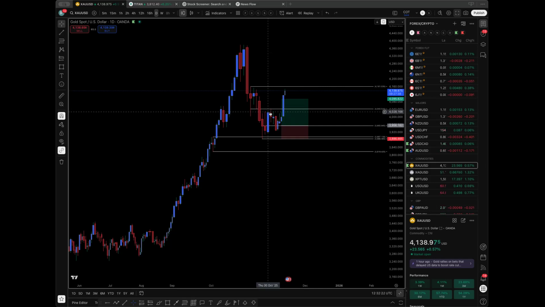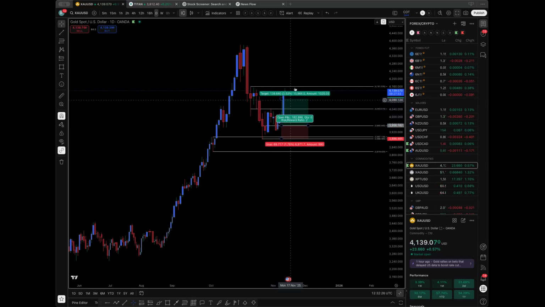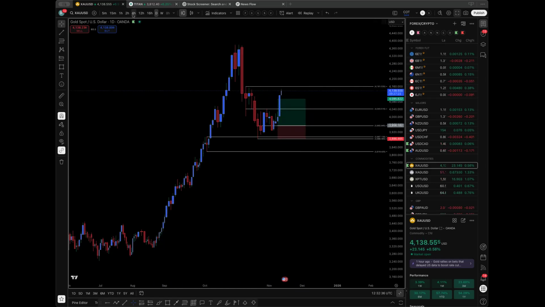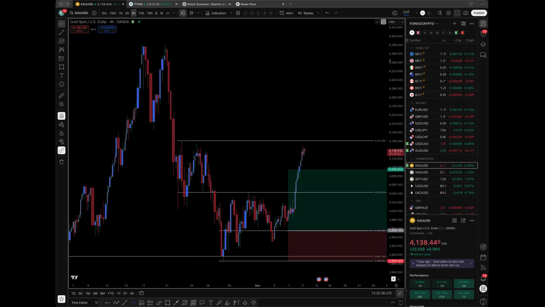So as you can see here, price tapped into this supply zone, and then there was a nice sell-off, and then broke this supply zone. So somewhere here is where I booked my 100%, and yeah, this was a nice trade, nice easy trade. So yeah.